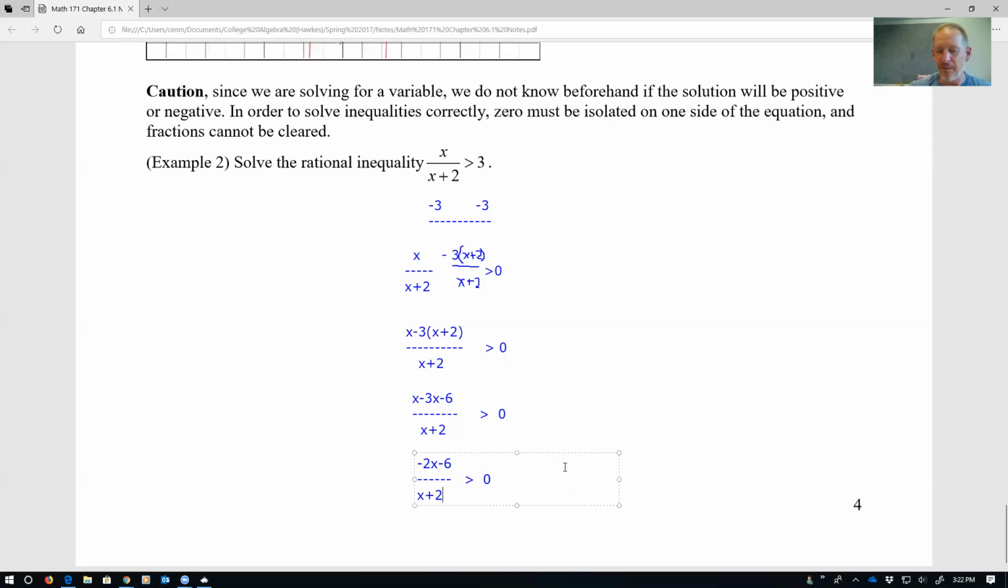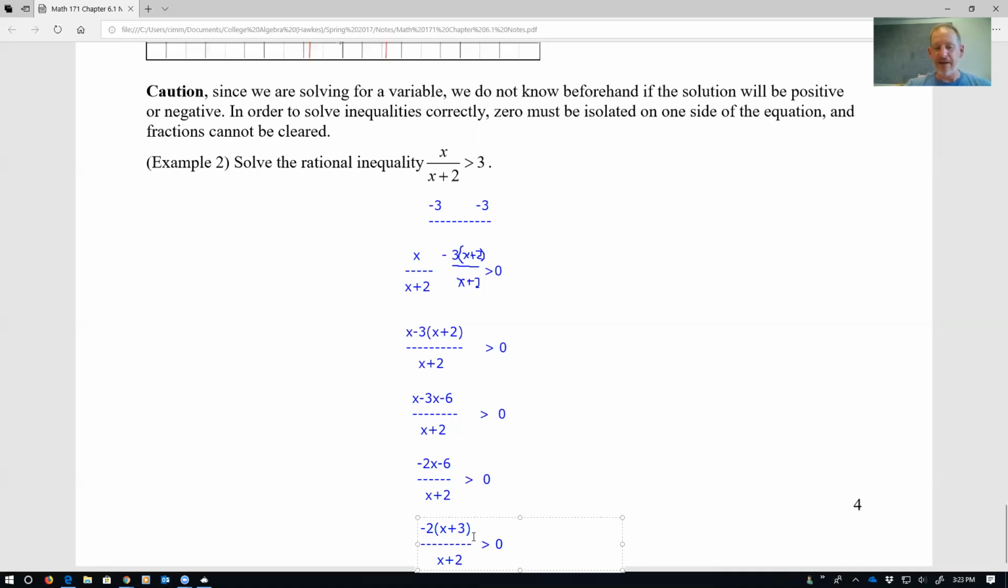And finally, remember, I want to find the asymptotes and the x-intercepts, so I need to factor out that numerator, and I can do that by taking out a negative 2. Negative 2 times the quantity x plus 3, divided by x plus 2, is greater than 0.